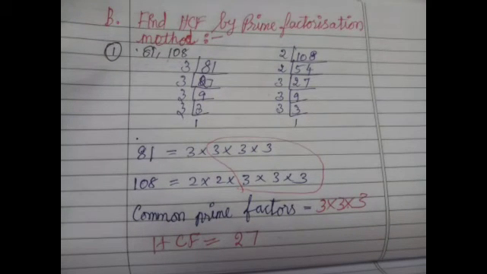The second method: find the HCF by the prime factorization method. We do the prime factors of the numbers as we did in exercise 4.1. Here we have 81 and 108. First, 81 will never come in the 2 table. That is the first prime number. Next prime number is 3. Check with 3 and it is 27 times 3 is 81. Again 27 will come in the 3 table, 9 3s are 27, again 9 will come in the 3 table, 3 3s are 9, and again 3 will come in the 3 table. So the prime factors of 81 are 3 into 3 into 3 into 3, four times 3.